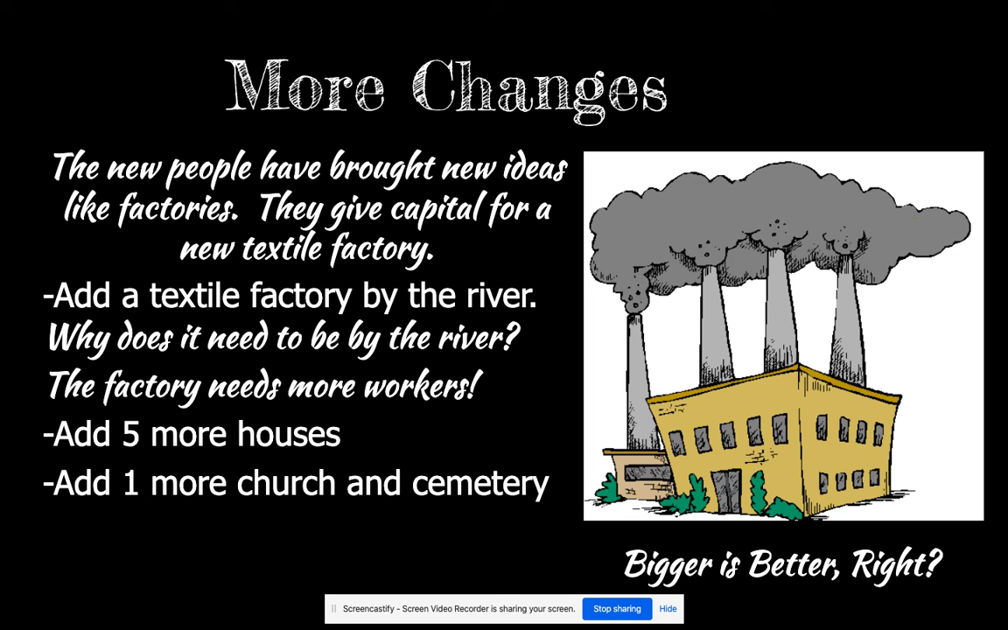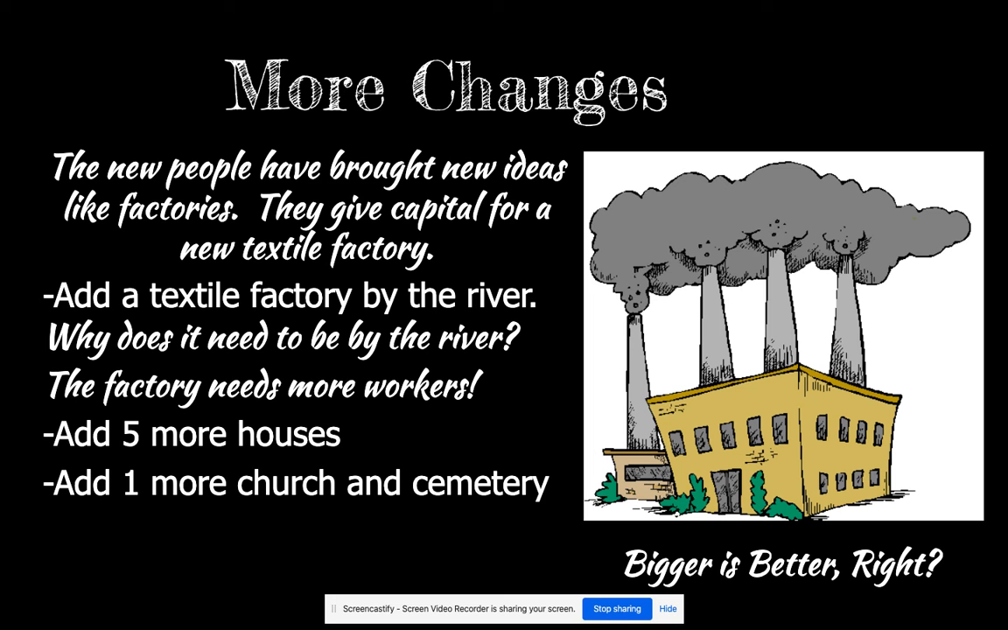Next, we're going to really see industrialization start to kick in. So these new people bring in some new ideas like factories. Now, you see the smokestacks on the factories here. That wasn't going to be quite how they worked back then. That's going to be a later on sort of thing, but it just kind of helps you notify everybody that's looking at your map that that's a factory. So you're going to need to put a textile factory by the river, okay?